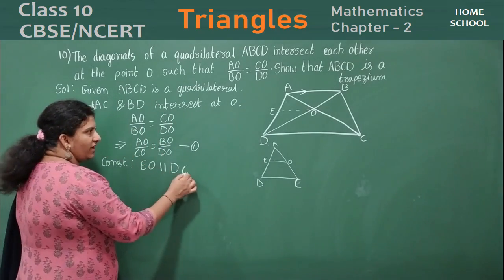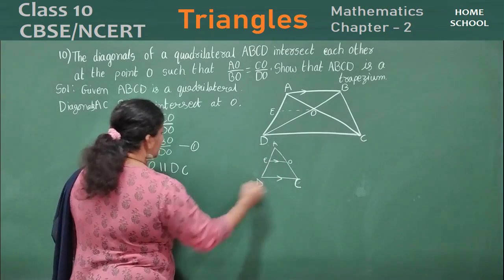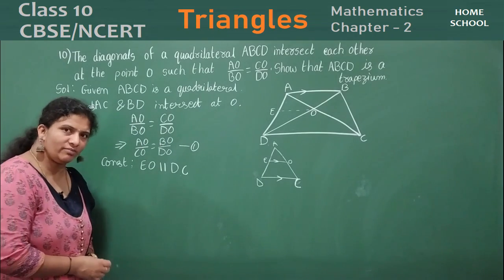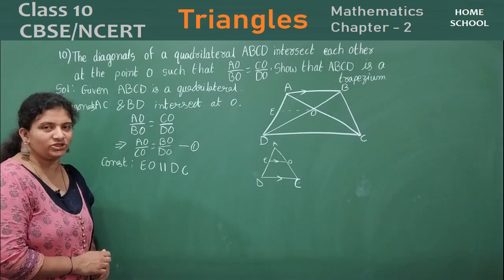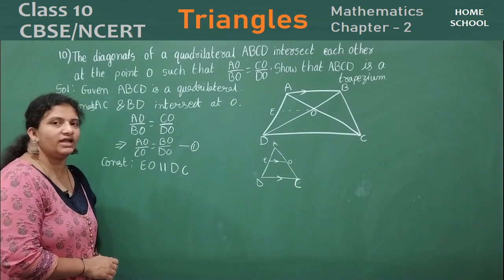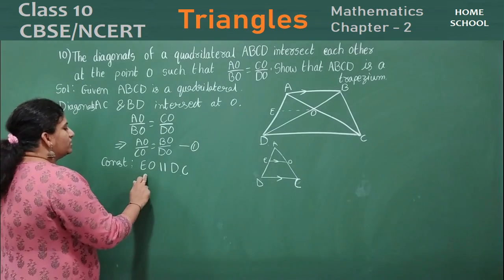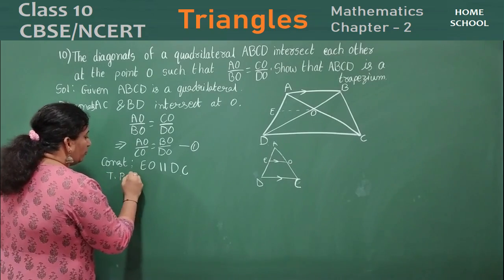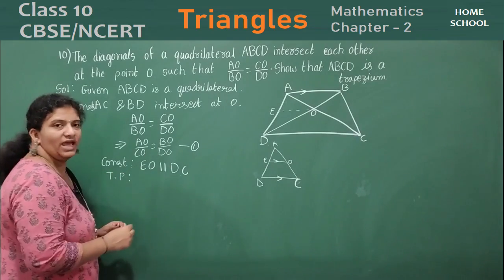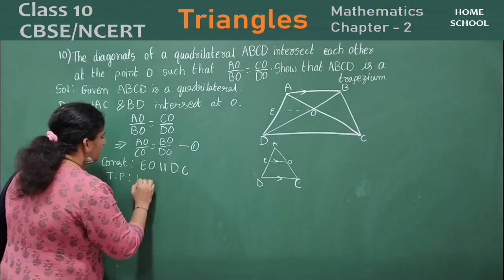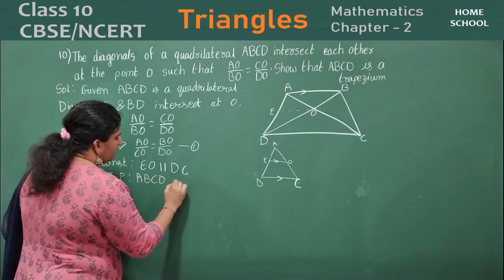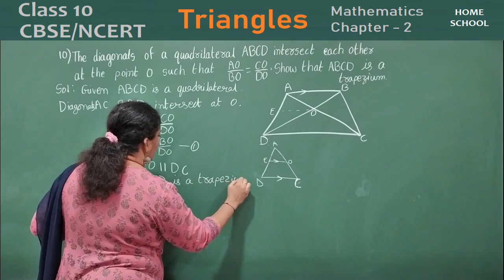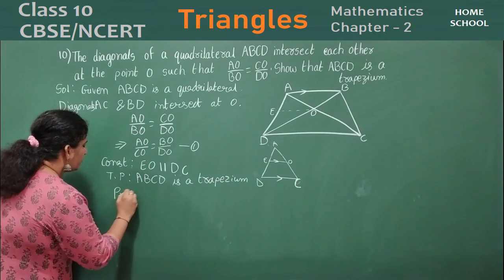So construction, what we have done: EO is parallel to DC. If they are parallel, immediately what do you remember, children? The ratios are in proportion. By which theorem? By theorem 2.1, that is the basic proportionality theorem. So the construction I have done is EO parallel to DC. What do I need to prove here? To prove: ABCD is a trapezium.